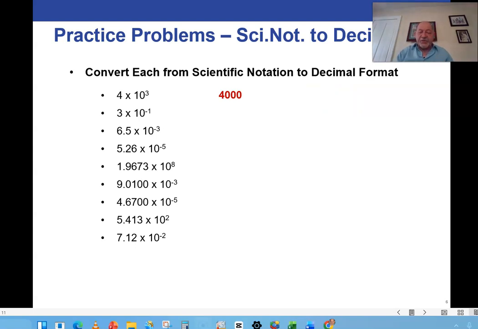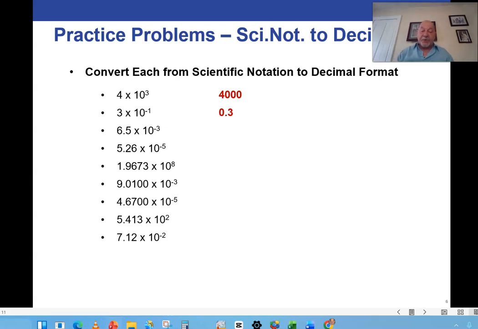The next number is 3 times 10 to the minus 1. Well, 10 to the minus 1 is 1/10. So this is telling us that it's 3/10. And we would just write that in as 0.3. You'll notice the 3 starts in the first position to the right of the decimal point. That is the -1 position that I mentioned before.